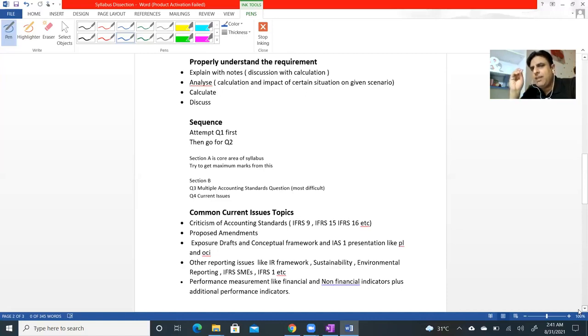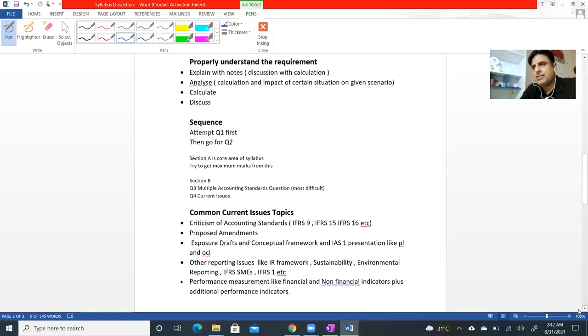Even if you are provided with, let's say, an IAS 19 scenario, an IFRS 9 scenario, or an IFRS 3 business combination scenario, please, when you see explain with notes, do not focus solely on calculation. If you solely focus on calculation, you will lose heavily. You will heavily lose the marks. It is the beauty of this paper that if you see difficulty in calculation, you can get the marks by discussing those points.